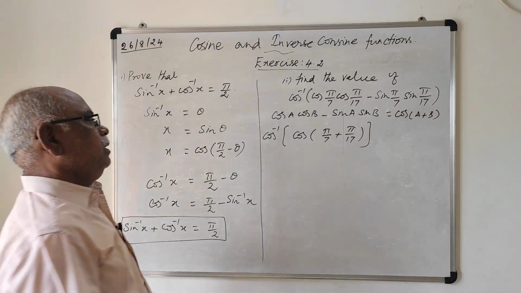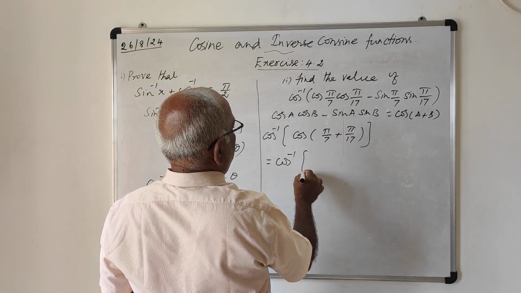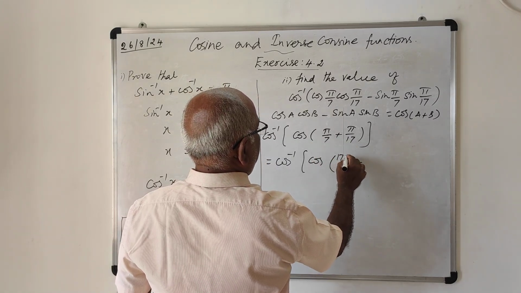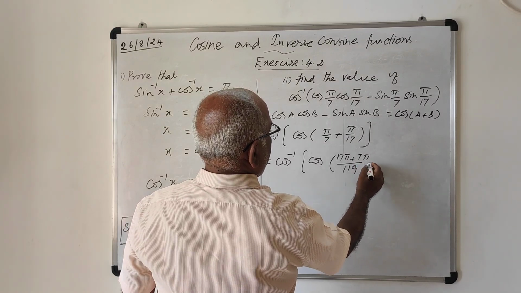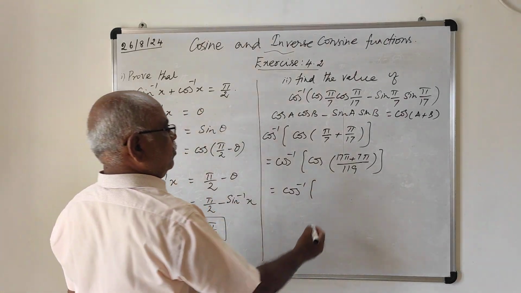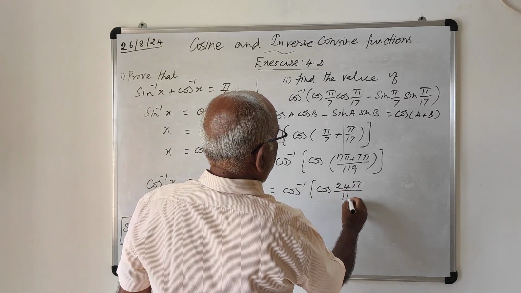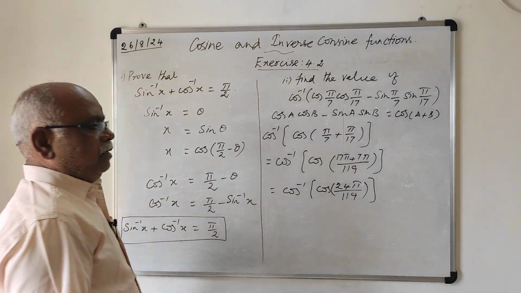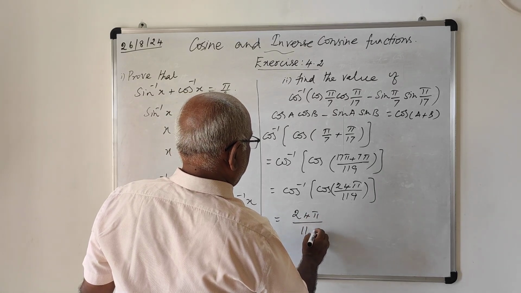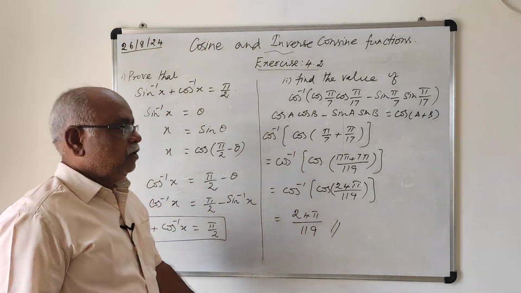So this is equal to cos inverse of cos of, by taking LCM as 119, 17 pi plus 7 pi, that is equal to cos inverse of cos of 24 pi by 119. So again, cos inverse and cos functions cancel, and you will get 24 pi by 119 as your required answer for this problem. Okay?